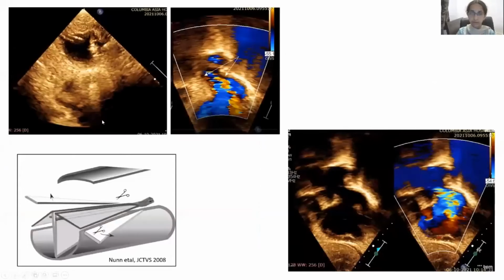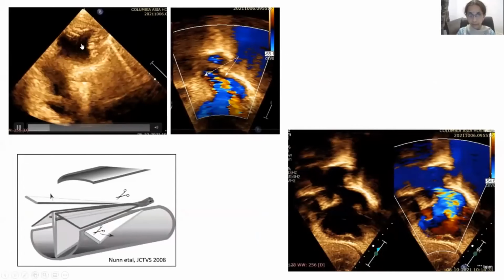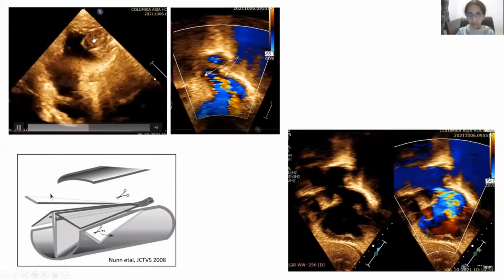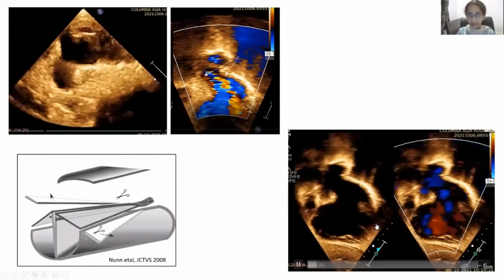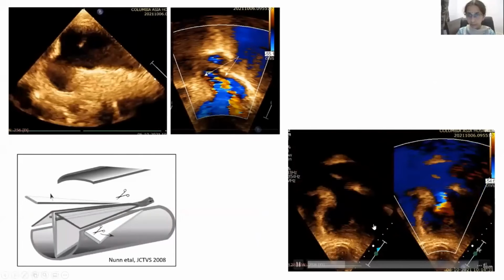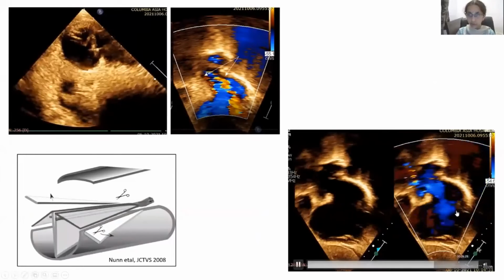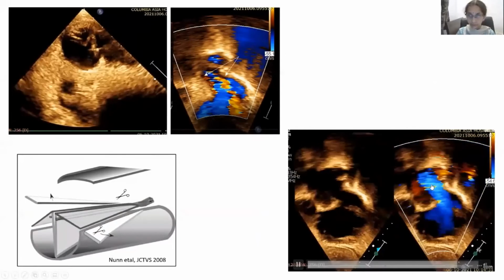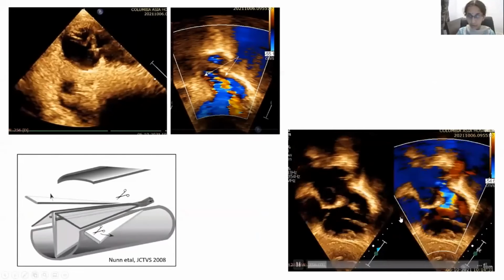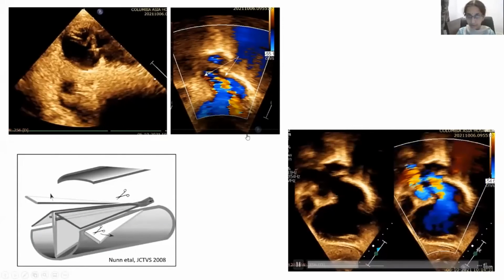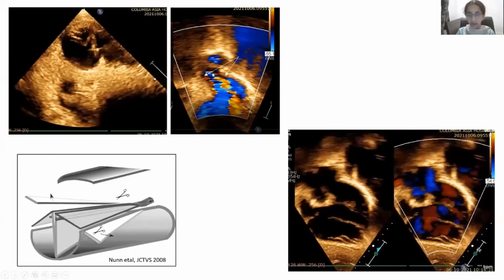However, once we try to understand what sort of valve is put, the Graham-Nunn valve typically opens like this, and this valve was placed very close to the branch pulmonary arteries. So on careful evaluation, we can see that from the level of the valve leaflets, there are only 2 jets, which are very typical of Graham-Nunn, of mild pulmonary regurgitation.